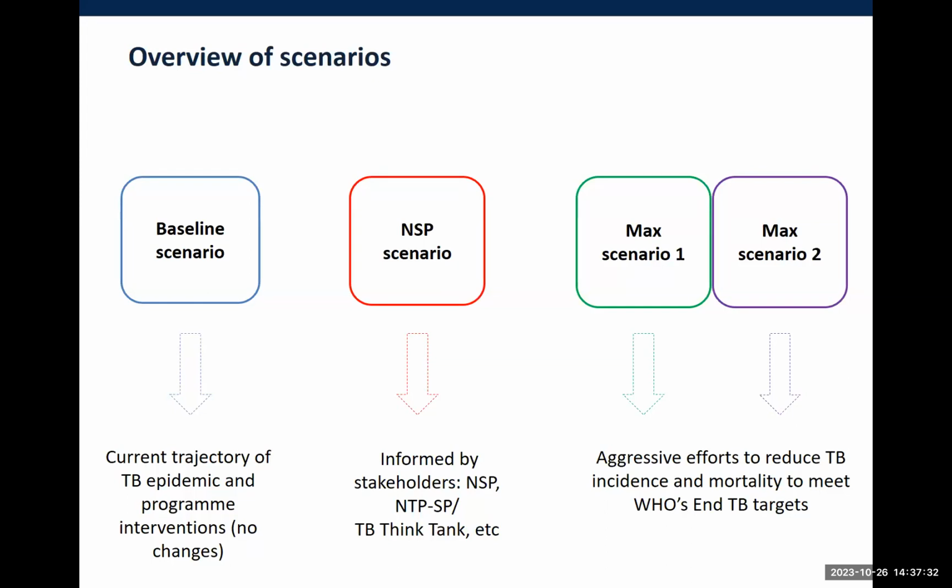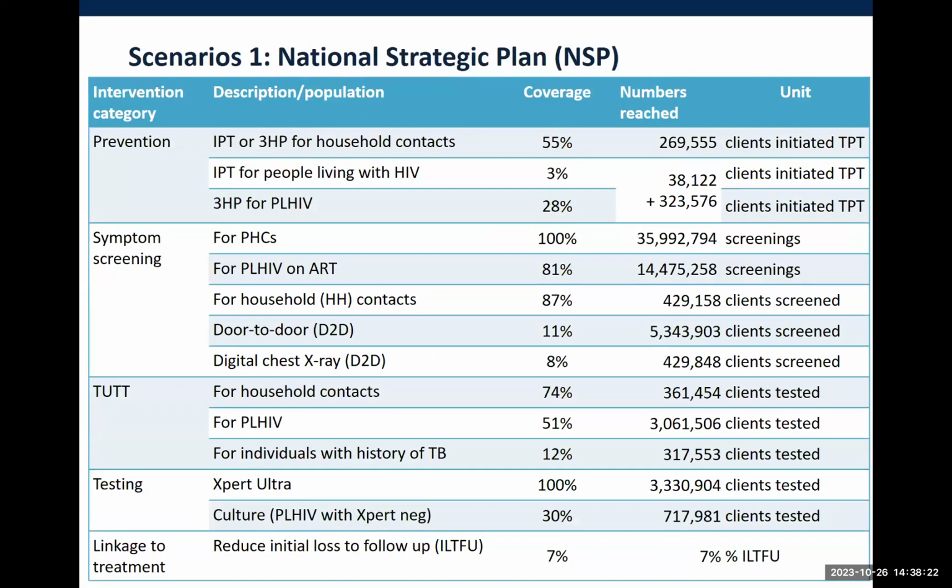Okay, so this is an overview of the scenarios that we are modeling. First is the baseline, which is the current trajectory of the TB program without any changes to interventions. And the NSP scenario, which is informed by NSP and National TB Program stakeholders, and based on what they deem to be feasible. And then we explored two other scenarios, the two max scenarios, where we are trying to see how we could reach the NTB targets. And just to mention that these are very ambitious and not realistic scenarios.